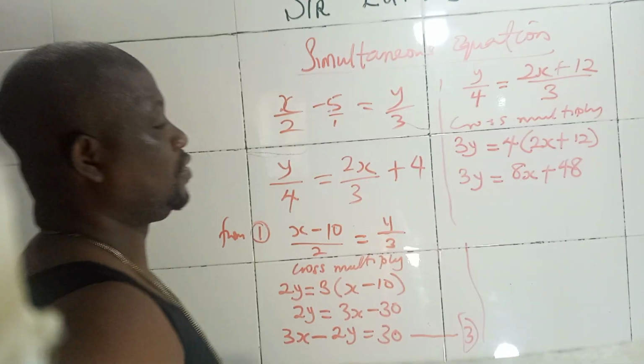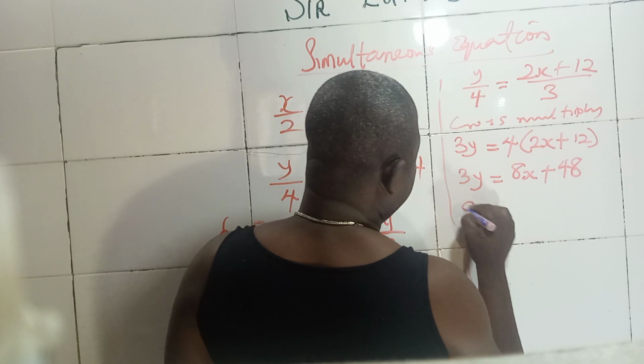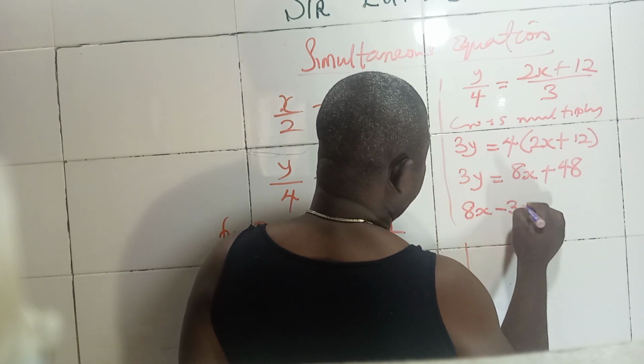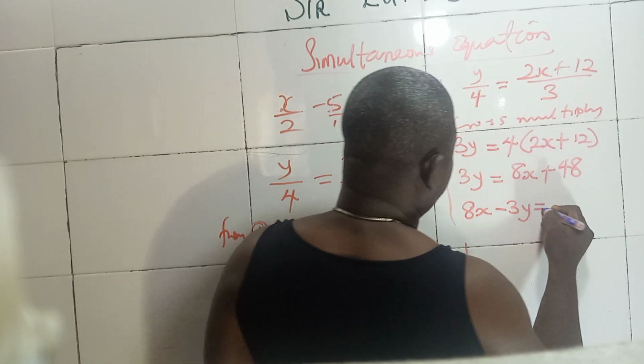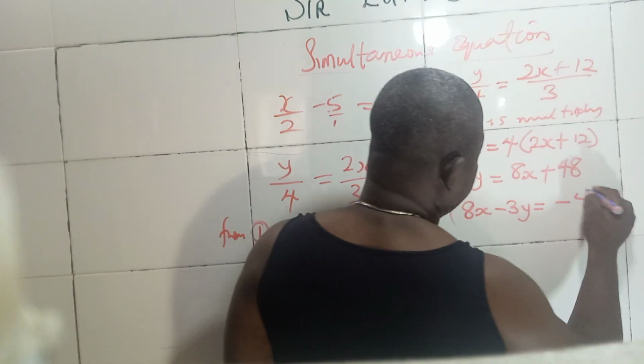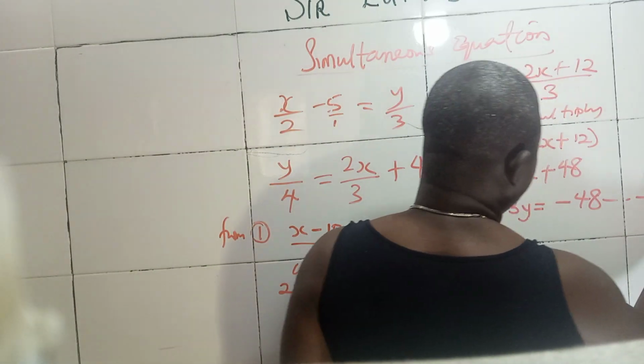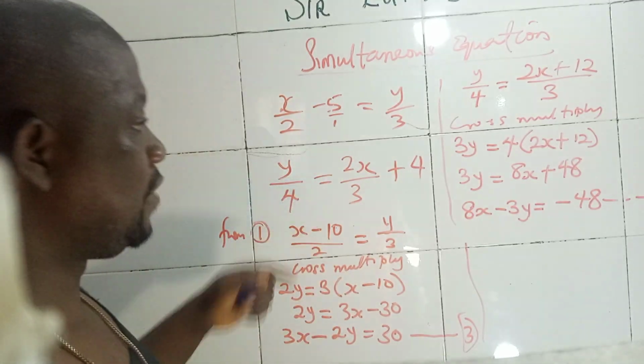So you rearrange the expression. So you now have 8x minus 3y is equal to minus 48. So this one will now be what? Equation 4. So you bring equation 4 and 3 together.